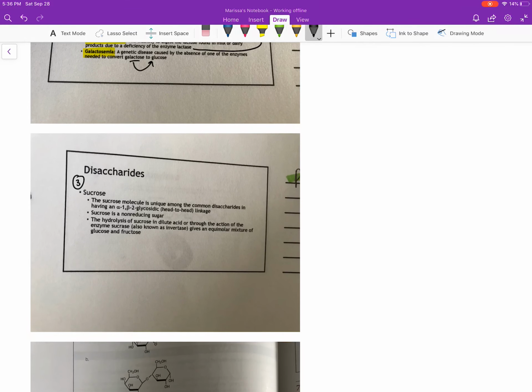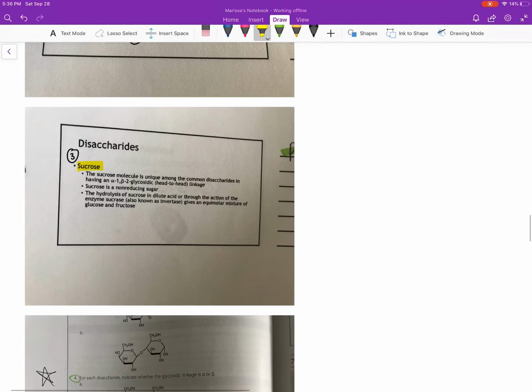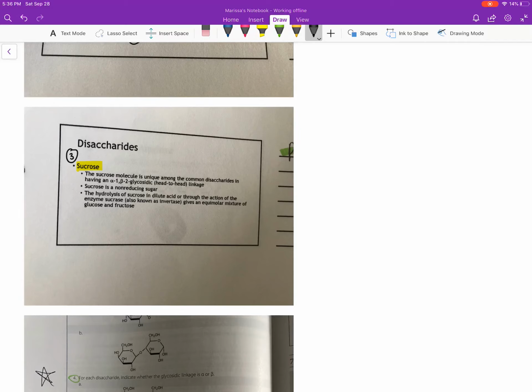All right, so sucrose. This is our sweet sugar. Okay, and so this says right here that sucrose is unique among the common disaccharides as it has an alpha beta glycosidic head-to-head linkage. Okay, so it's just unique in the way that it combines to form its disaccharide. Now, we saw earlier that sucrose was a non-reducing sugar, which meant that when we did Benedict's test, it was going to stay, hopefully you say blue, and that is true. It is going to stay blue. So we know that in Benedict's test, we're going to see blue.